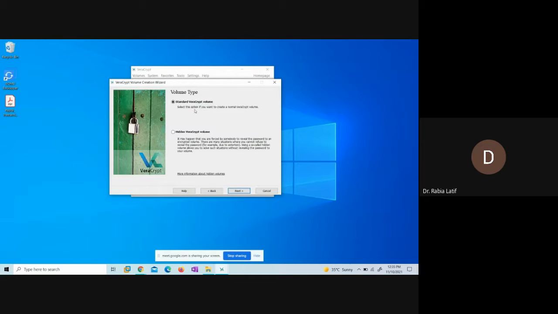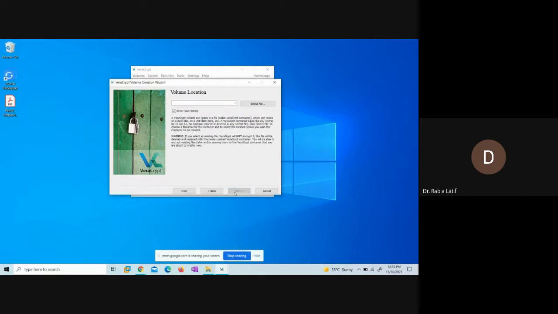Next, we again have two options: standard VeraCrypt volume or hidden VeraCrypt volume. Standard means you will see the folder on your desktop, but you need a password to access it. Hidden VeraCrypt volume means you don't even see the folder. It is encrypted plus hidden. No one can see it except you. The procedure for both is the same, so we will go for the standard first. Standard VeraCrypt volume, click next.